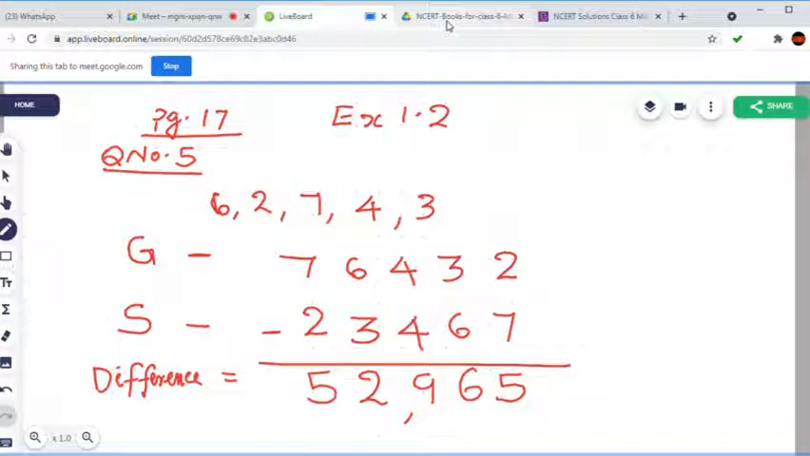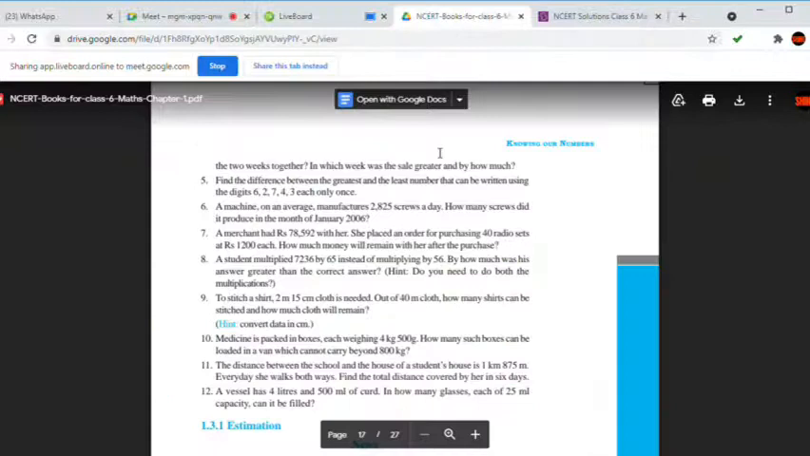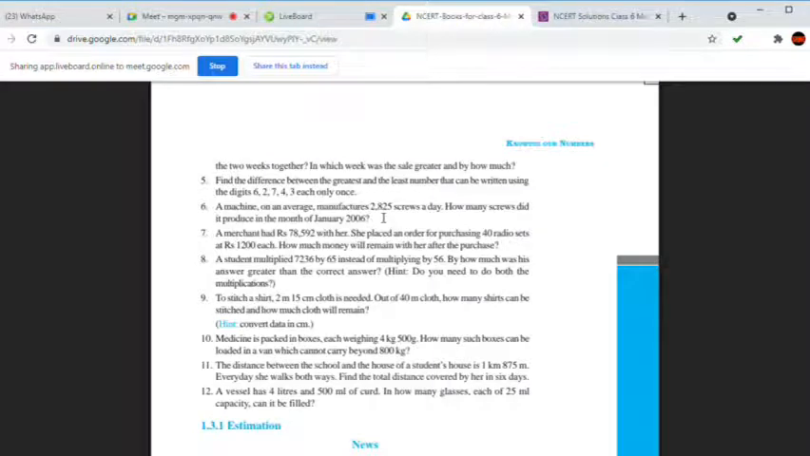So, question number 6. Just below you can see question number 6. Now, the question is this way. There also you can leave some space for writing the question. A machine on an average manufactures 2,825 screws a day. How many screws did it produce in the month of January 2006? In one day it produces this many screws. Then how many screws does it produce in 1 month? The name of the month is given, that is January.